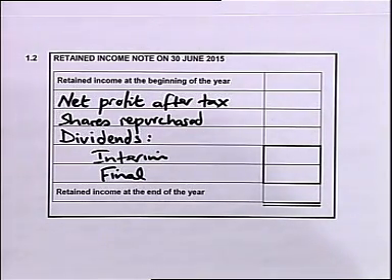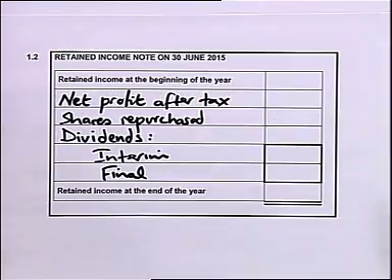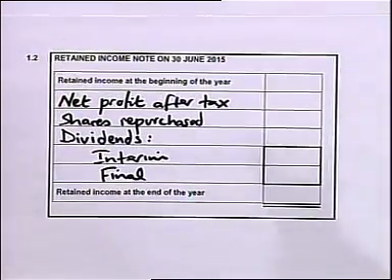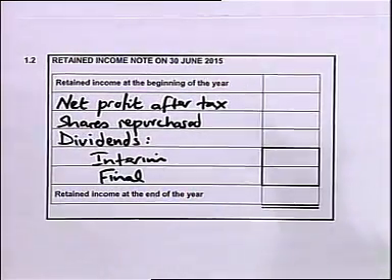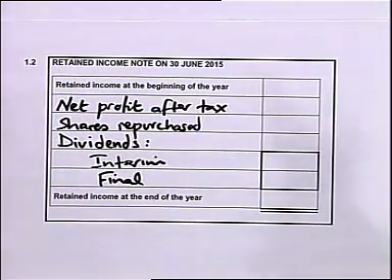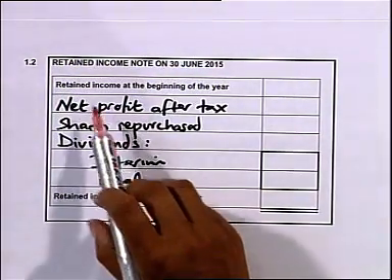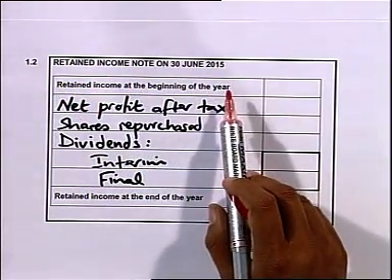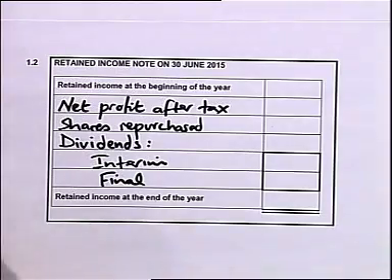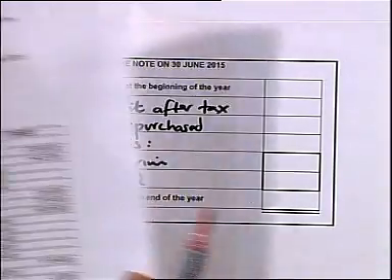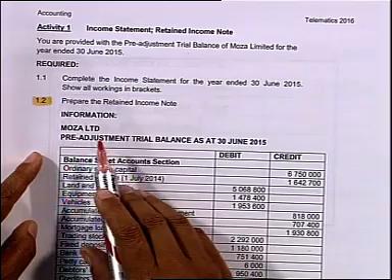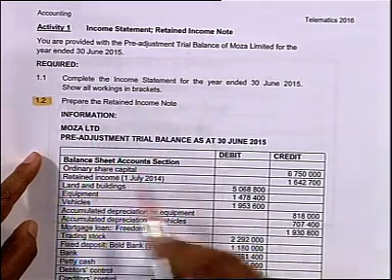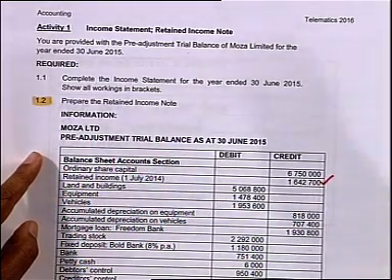Okay, so someone's asked me how I calculated the interim and final dividend. I'm going to do it again. Don't panic. I'll explain how I calculated it, so if you can just listen again. I need the retained income at the beginning of the year. I'm going to get that from my pre-adjustment trial balance.